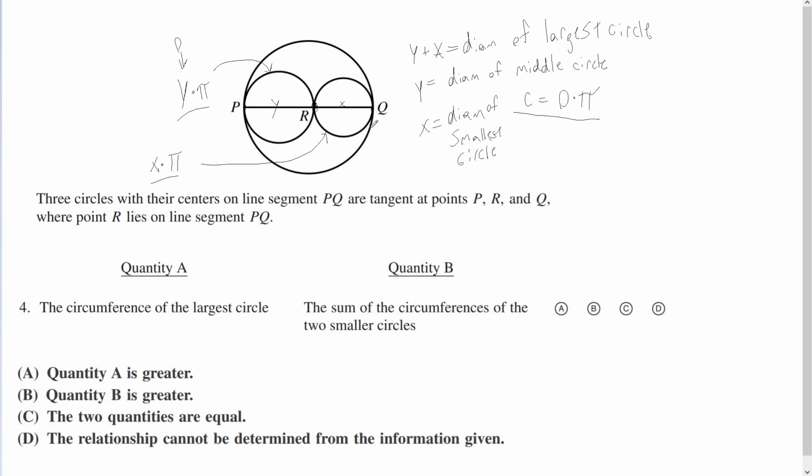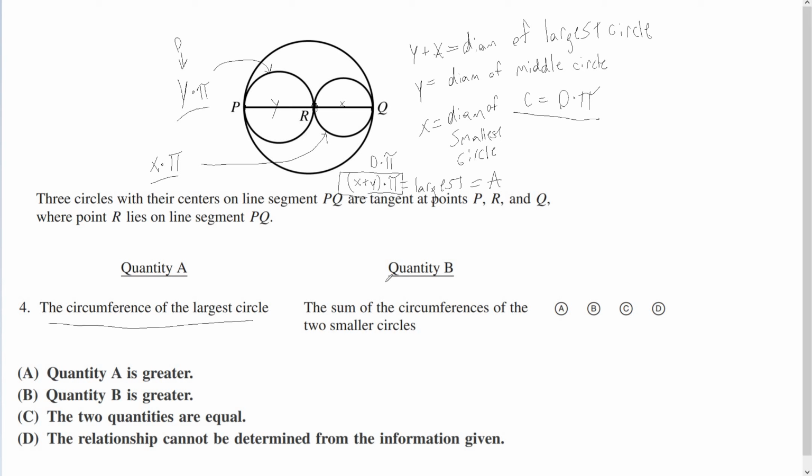Now, the circumference of the largest circle is also going to be diameter times pi, but the diameter is this entire line, which is x plus y. So that is going to be equal to (x plus y) times pi. This is the diameter of the largest. I'm sorry, that's the circumference of the largest. So that is going to be quantity A.